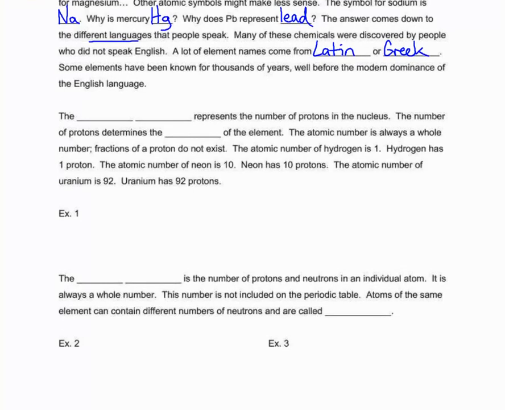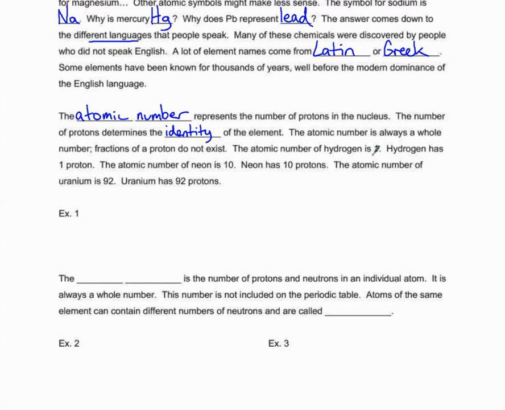The next piece of information is the atomic number. The atomic number represents the number of protons in the nucleus. The number of protons determines the identity of the element. Atomic number is always a whole number. Fractions of a proton do not exist. If you're looking at your periodic table, the atomic number is generally towards the top, usually towards the right corner of your individual boxes. And like I said, it's always a whole number.